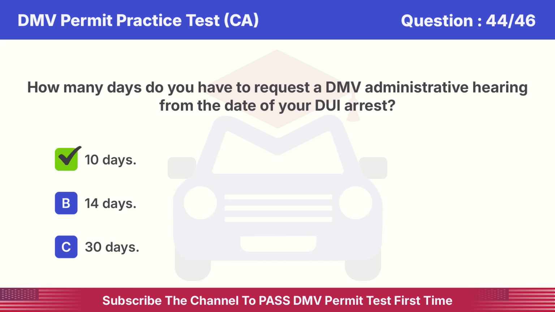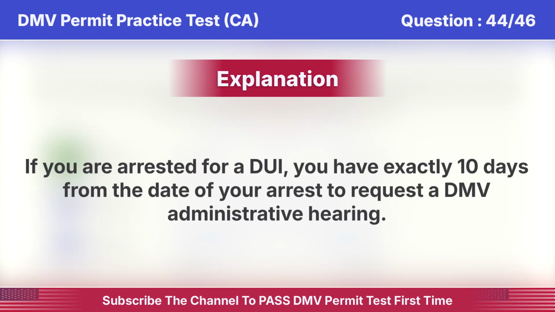Answer is A, 10 days. If you are arrested for a DUI, you have exactly 10 days from the date of your arrest to request a DMV administrative hearing.